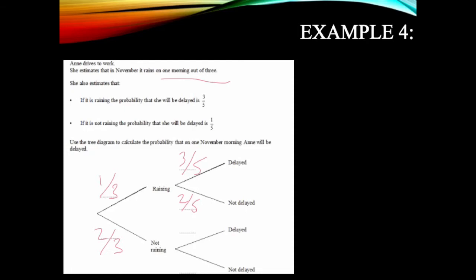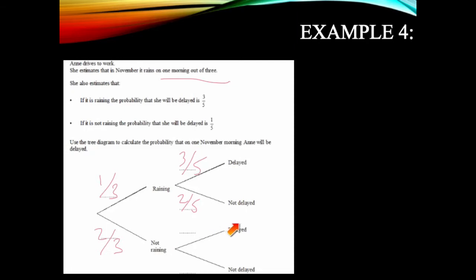And continuing along here, let's have a look. Now, in the past, whenever we've done these, we've just copied this information straight down here. We can't do that this time because something has happened. There's something that's different. It says if it's not raining, the probability she'll be delayed is 1/5.